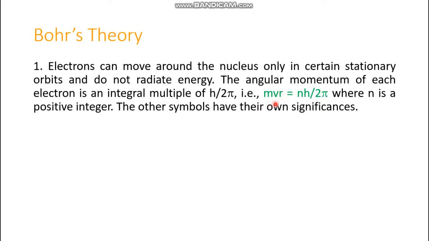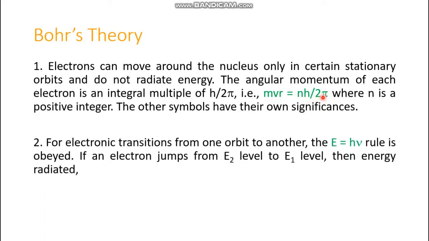So mvr is the angular momentum, and this is the integral multiple of the value h by twice pi, where h is Planck's constant. So n is a positive integer. It should have the value either 1, or 2 or 3 etc. So mvr must be equal to h by twice pi or twice h by twice pi or thrice h by twice pi, etc.